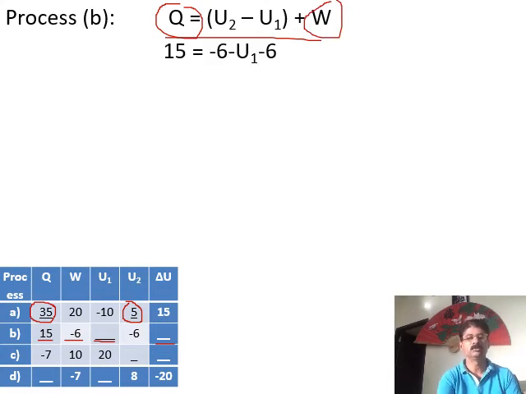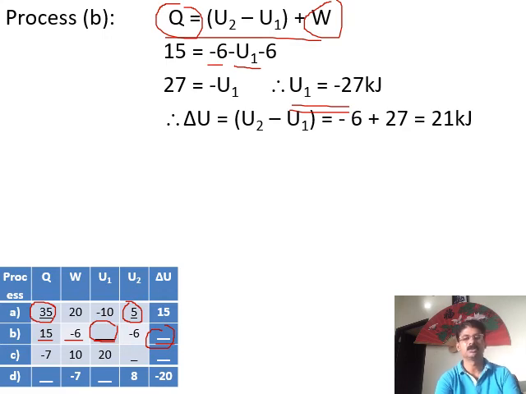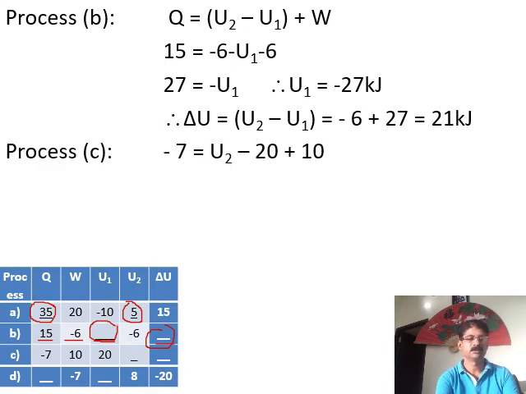So Q and W are known, or directly you can substitute for U2 and U1 if given. So here U2 is given, substitute it as minus 6. So U1 is the only unknown, so directly you can get U1 as minus 27 kilojoules. Later you can calculate delta U, or instead, using Q and W you can find out delta U first, then you can find out U1. So one and the same. Then delta U is equal to U2 minus U1, which is 21 kilojoules. Okay. Now let us move on to the next process.